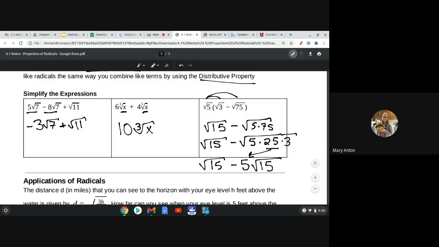And the last step. Do you see how we have 1 times the square root of 15 minus 5 times the square root of 15? We can combine these like terms to be negative 4 times the square root of 15. That is 1 minus 5. That is how I got that negative 4. My brain hurts. All right, y'all. Last problem.